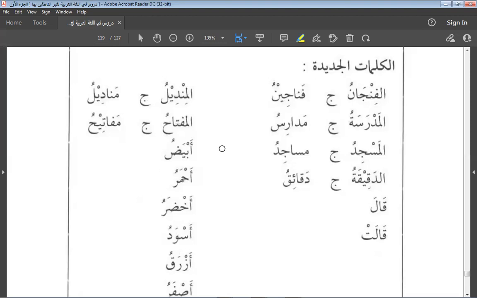Okay, let's see. I think there is another verse. Let me see if I can fit the verse. Where is this? Where is this?